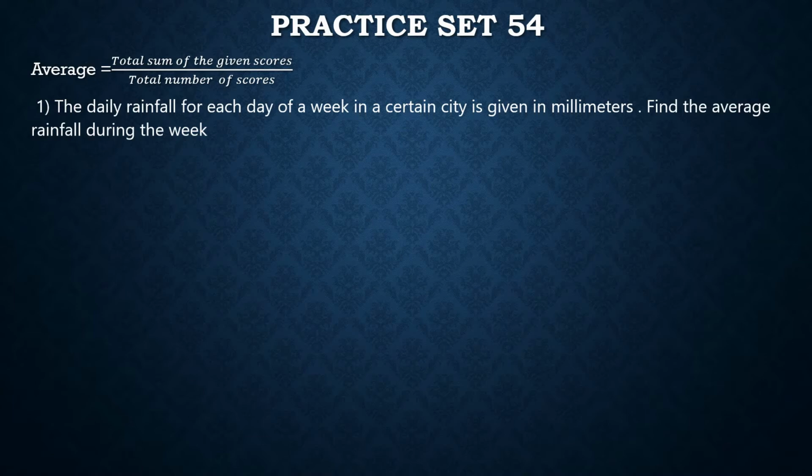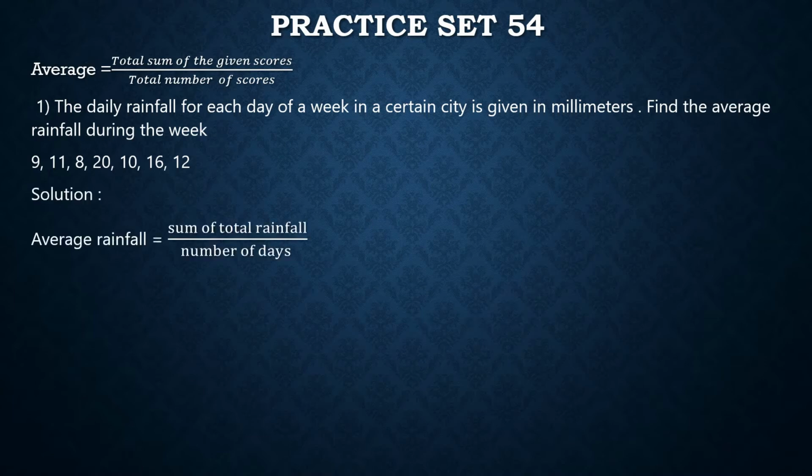The daily rainfall for each day of a week in a certain city is given in millimeters. Find the average rainfall during the week. This is the first question. Now, the rainfall is given as 9, 11, 8, 20, 10, 16 and 12. So let us see the solution.